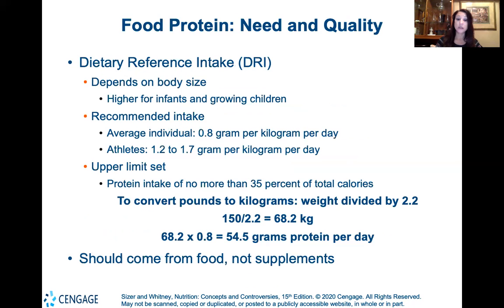So, how much does the average person need of protein? It depends on the body weight and level of athleticism. For the average person, it is 0.8 grams of protein per kilogram of body weight. Here's my example of a 150-pound individual. First, you divide the weight by 2.2 to get kilograms, and then multiply by 0.8 and you get the amount of protein per day. And protein should come from whole foods, not from supplements.